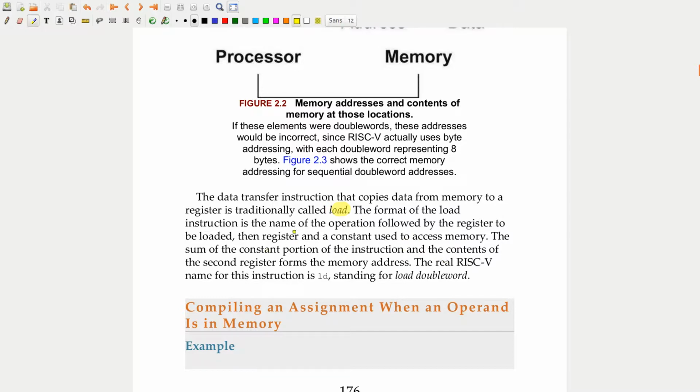So let's see. The format of the load instruction is the name of the operation, so LD, followed by the register to be loaded. So where are we going to put what we're taking from memory? And then a constant used to access memory. So this is going to be where we're getting the address. And so the sum of the constant portion of the instruction and the contents of the second register forms the memory address.